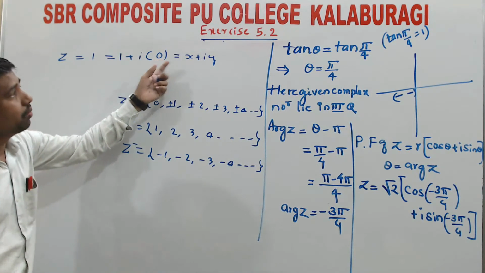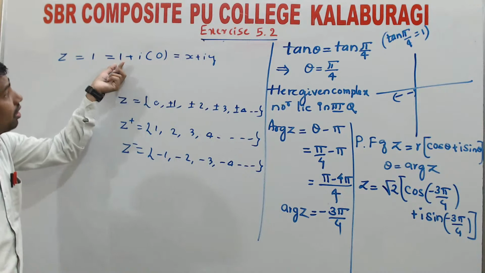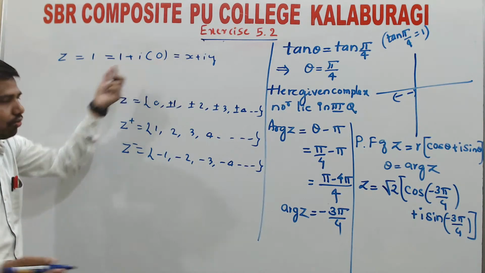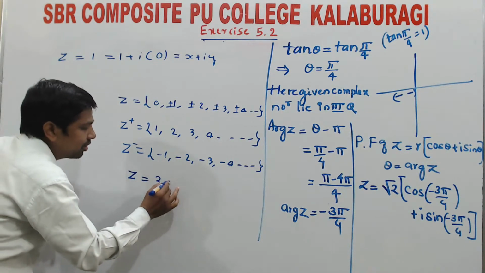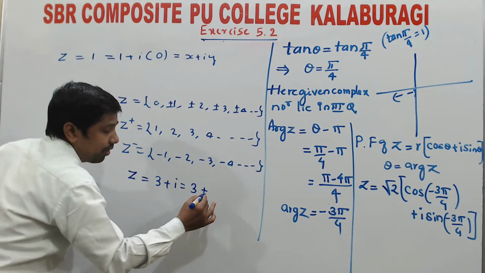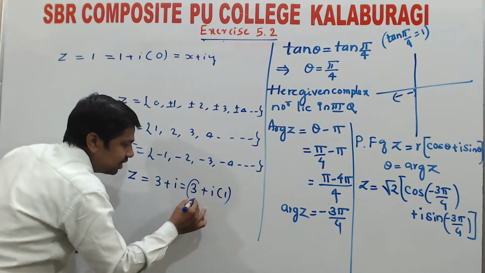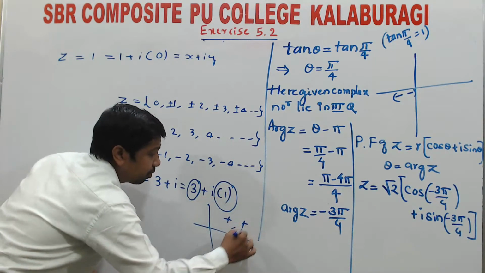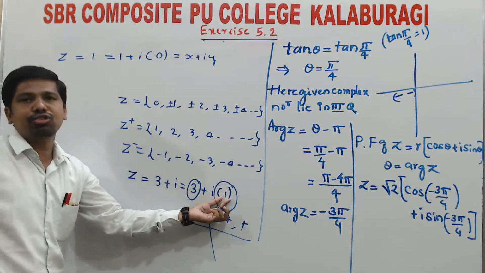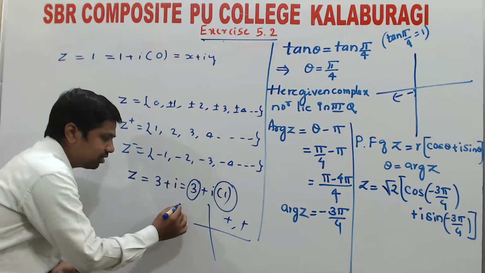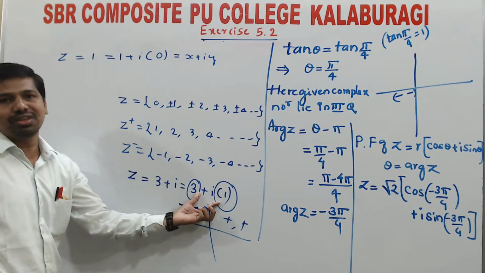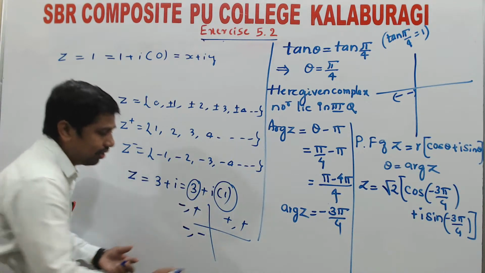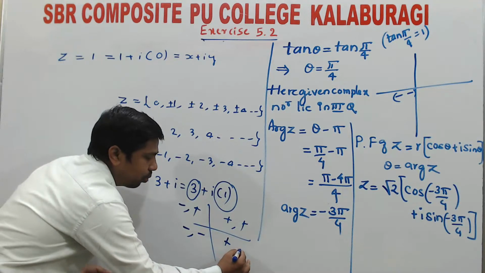And how do we identify in which quadrant this point lies? Depending upon the x and y values. For example, if you take z equal to 3 plus i, you can write it in terms of x plus i into y, where x is 3, that is positive, and y is 1, also positive. It comes in the first quadrant depending upon your x and y. So x positive, y positive: first quadrant. If x is negative, y is positive, the complex number comes in the second quadrant. If x is negative, y is also negative, it comes in the third quadrant. If x is positive and y is negative, it comes in the fourth quadrant.